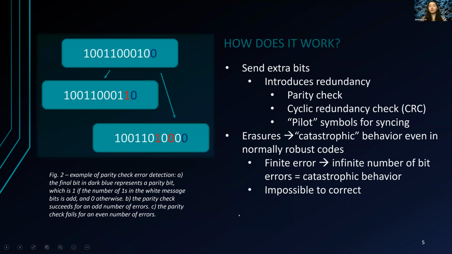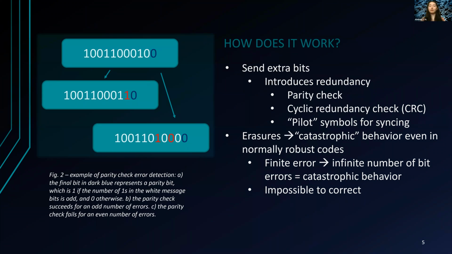How does error detection and correction actually work? Well, generally speaking, we just send extra bits, which introduces redundancy. There are different kinds of redundancies we can introduce, but some common ones are the parity check, a cyclic redundancy check, also known as a CRC, and pilot symbols, which are predetermined patterns of bits that are sent, and when the receiver sees that, it knows that's where the data starts or ends.